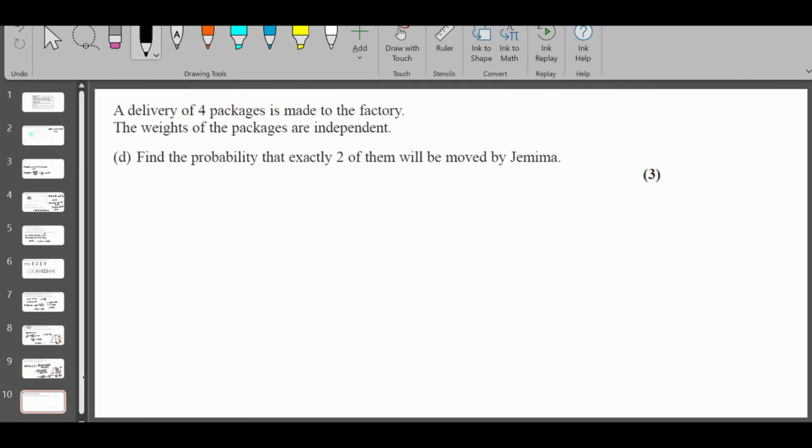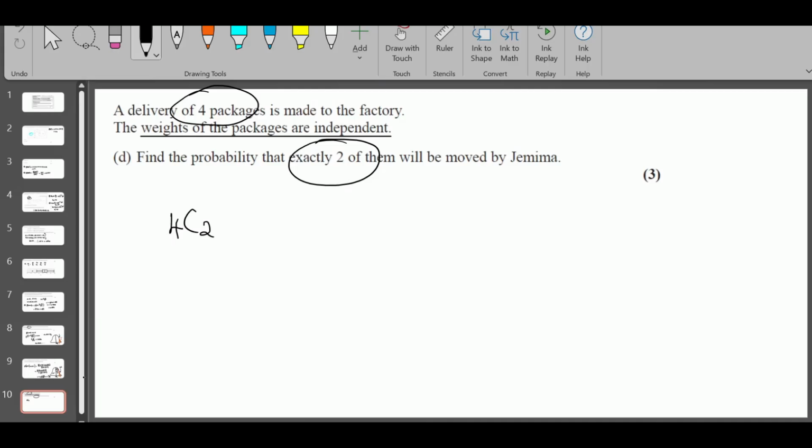Let's move on to part D. A delivery of 4 packages is made to the factory. The weights of the packages are independent. Why do they mention this? Because it's very important in the binomial distribution. Each event should be independent of the others, then we can apply the binomial distribution. You're going to learn more about this in Statistics 2, because there is a separate chapter for that. But as of now, whenever the question talks about some value out of some bigger value, there are 4 packages, and they want the probability that exactly 2 of them, 2 out of 4, it's basically 4C2.